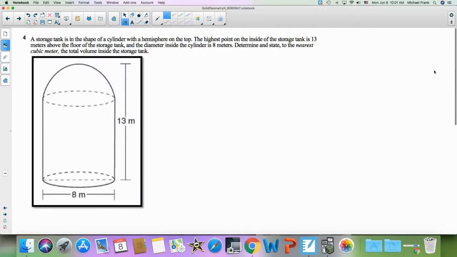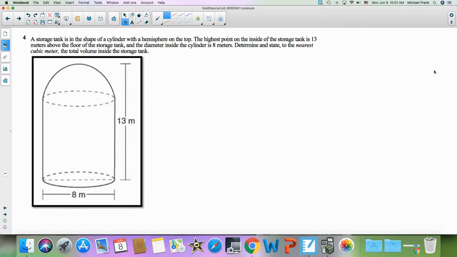Okay, another classic Regents compound volume question. A storage tank is in the shape of a cylinder with a hemisphere on top. The highest point of the side of the storage tank is 13 meters above the floor of the storage tank. The diameter inside the cylinder is 8 meters. Determine, to the nearest cubic meter, the total volume inside the tank.